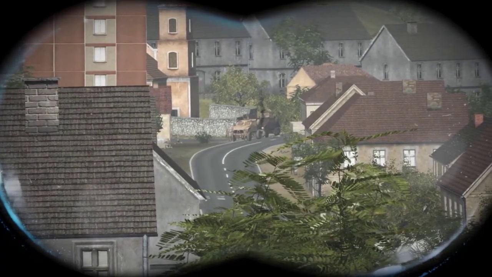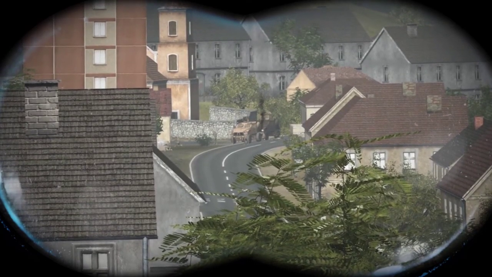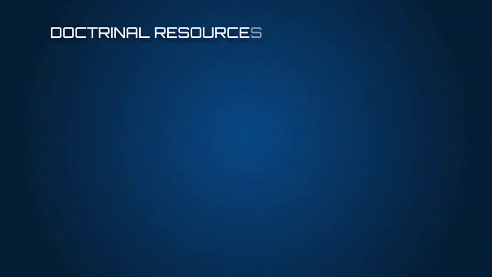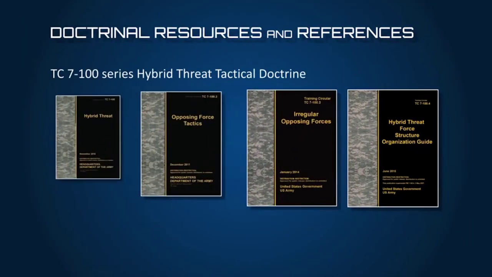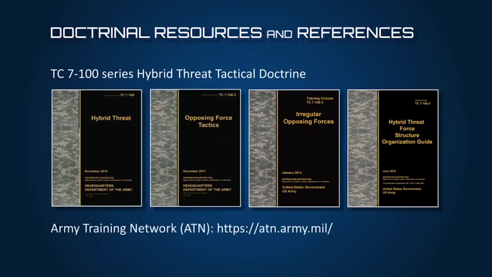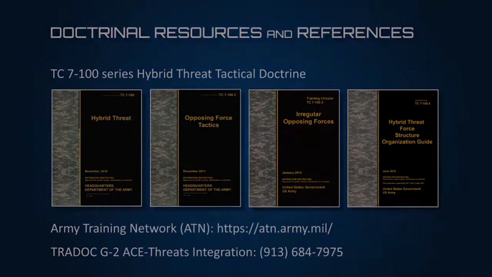You are now familiar with the subtask execution for the OPFOR drill break contact. These subtask actions apply to both the regular and irregular elements of the hybrid threat. The OPFOR task outline and TC7100 series references are available on the Army Training Network web portal. Questions may be directed to the TRADOC G2 ACE Threats Integration Directorate at Fort Leavenworth, Kansas, the Army's responsible official for hybrid threat tactical doctrine. Good luck in your training. Be aggressive and adapt quickly.